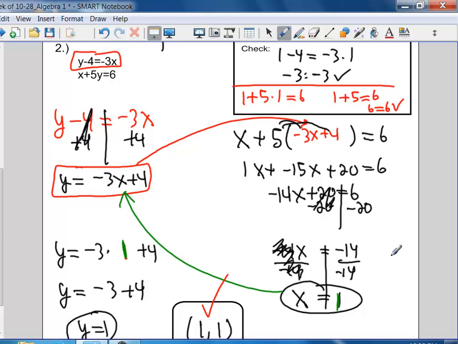So that is solving by substitution and checking your answer. Okay, they take a little time, so make sure that you carve out plenty of time to do your homework tonight.